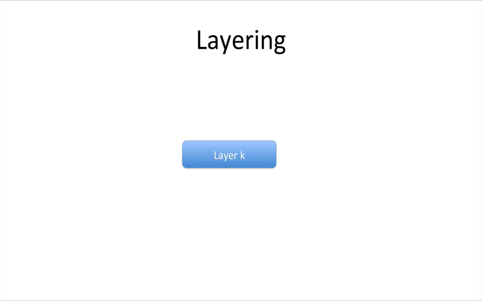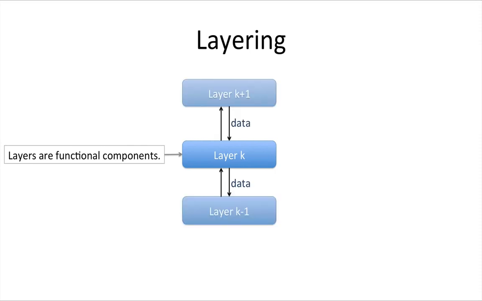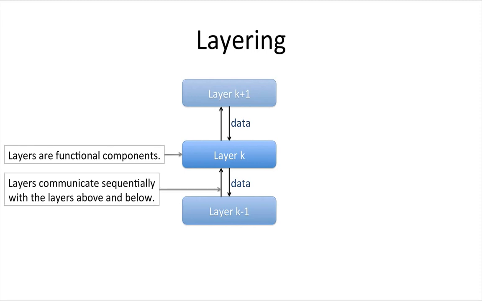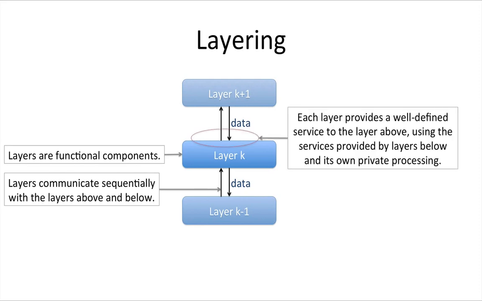Layering is the name we give to the organization of a system into a number of separate functional components or layers. The layers are hierarchical and they communicate sequentially. In other words, each layer has an interface only to the layer directly above and below. Each layer provides a well-defined service to the layer above, using the services provided by layers below and its own private processing.